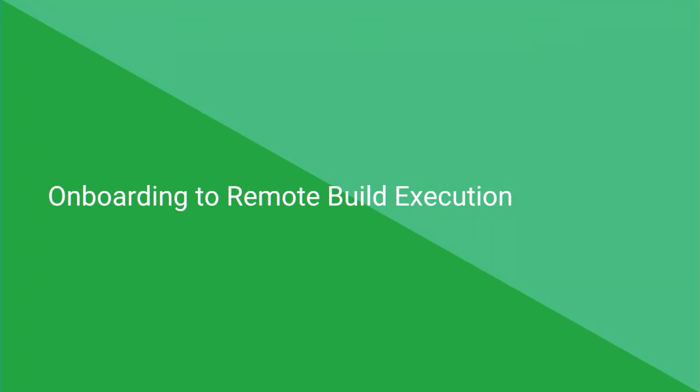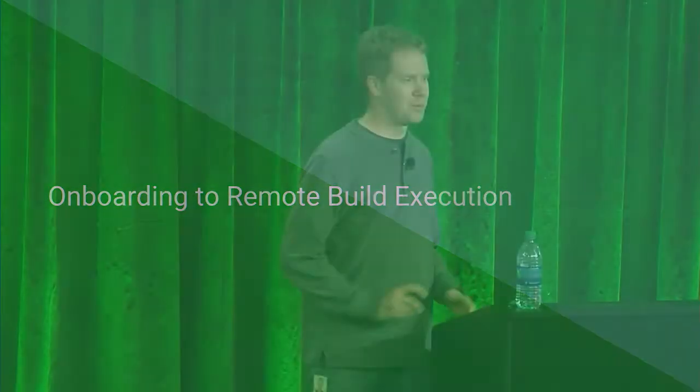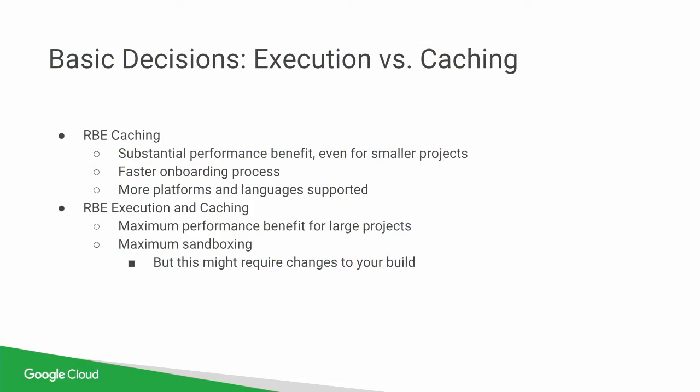So I want to talk a little bit about the process of how you get your builds to work with a remote build system. This has a few specific things for the remote build execution system, but it has a lot of generic things that apply to any system where you're suddenly moving your actions off your local machine and onto a remote machine. So the first decision that you need to make up front is whether you're interested in looking just at caching or whether you want to do remote execution plus caching.